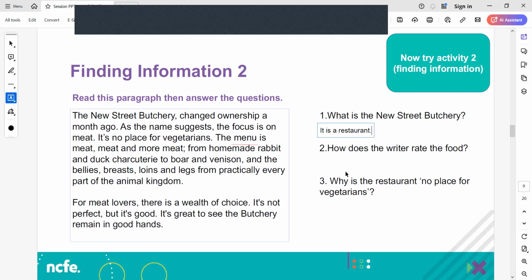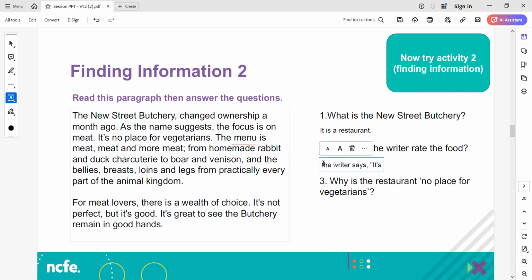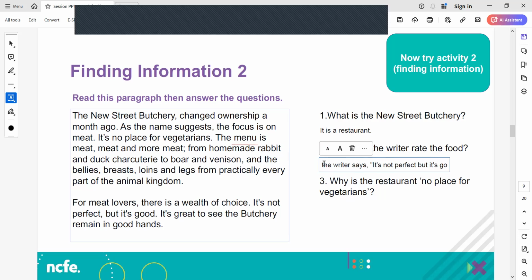Okay, how does the writer rate the food? So does he think it's good, bad? What does he say about the food? It's saying that it's not a perfect one, but it's good. Excellent. So you can just write that as your answer. The writer says, and we could quote it here, so put it in quotation marks. "It's not perfect, but it's good."